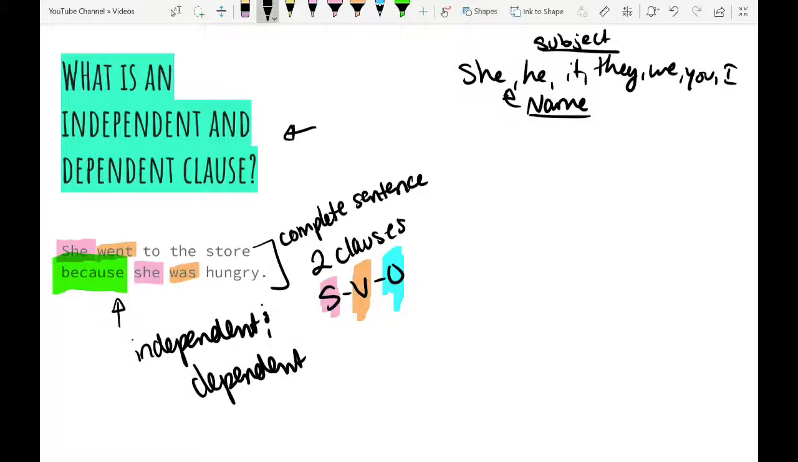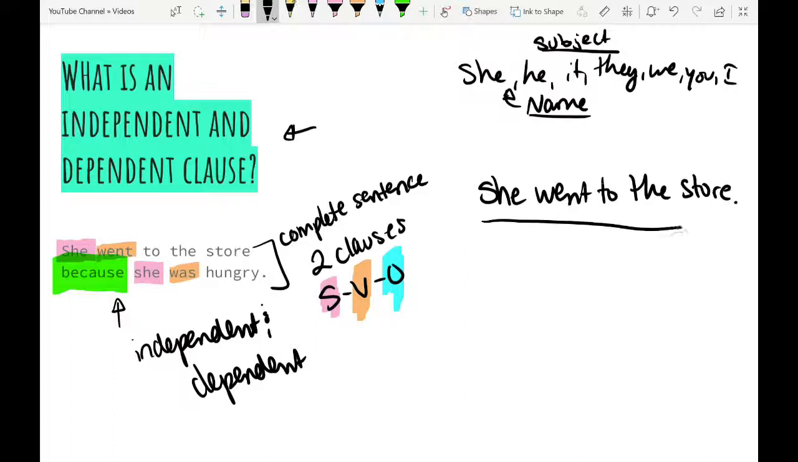If I were to have a complete thought, for example, if I said "she went to the store," this right here is what we call our independent clause. It depends on nobody. It has money, it has a job, it pays its own rent, it's fine, right? I always think of it like Beyonce's situation: she's strong, she's independent, she's all great. That's how I think of this sentence right here.